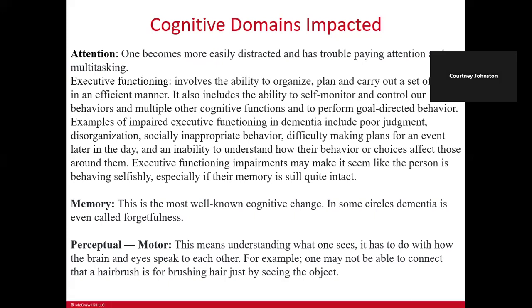Also, some perceptual or motor abilities. So this means being able to understand what one sees. It has to do with how the brain and eyes speak to each other. So somebody might not be able to connect that a hairbrush is for brushing hair just by seeing the object. So they can't connect that what they are seeing has a specific understanding or concept or label.